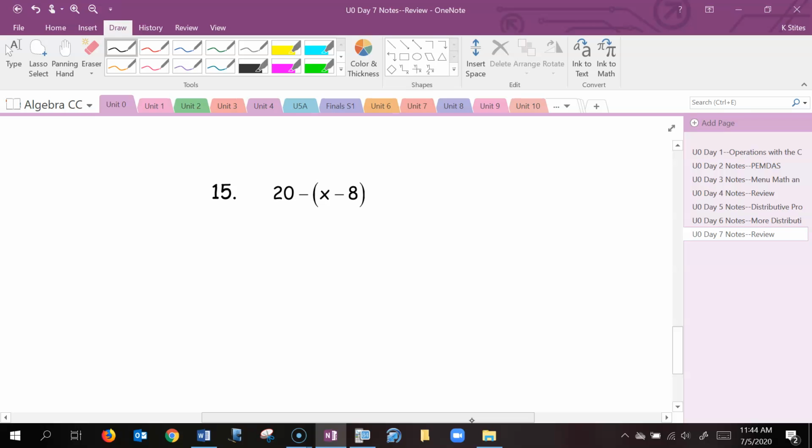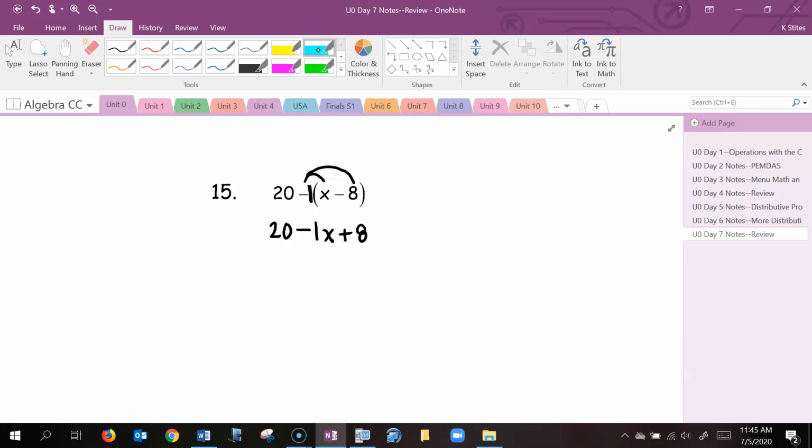And finally, number 15, don't fall into the trap. Don't distribute that 20. We only distribute what's right in front of the parentheses, which in this case is a negative 1. Don't let it trick you. Okay, negative 1 times x is negative 1x. Negative 1 times negative 8 is a positive 8. Bring down your 20.